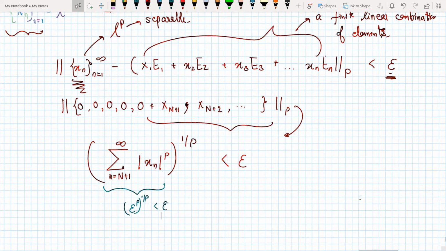But now an interesting thing has happened. We took a sequence xn in LP and I approximated it with a degree of precision epsilon using a linear combination of elements from my set en, which means that indeed my space LP is separable.